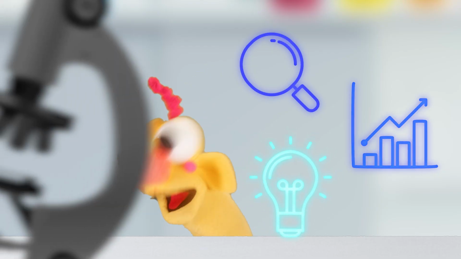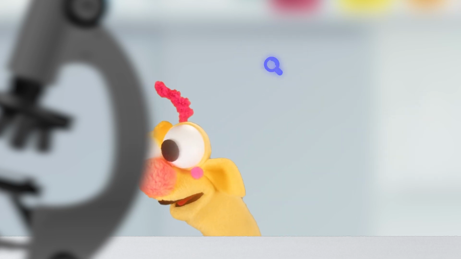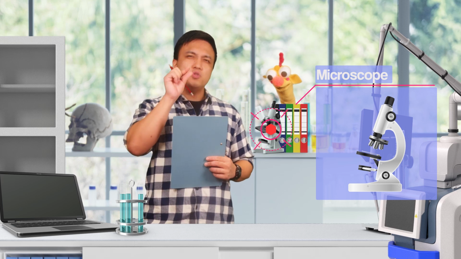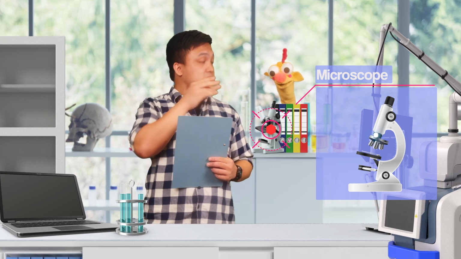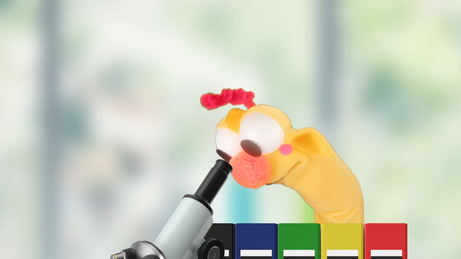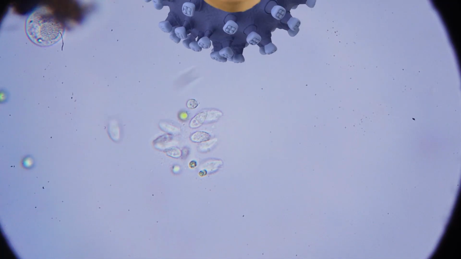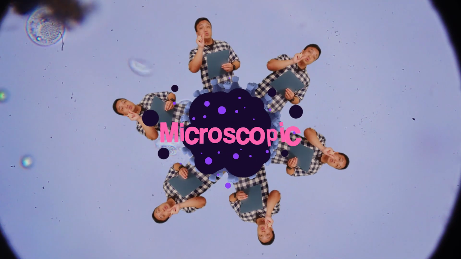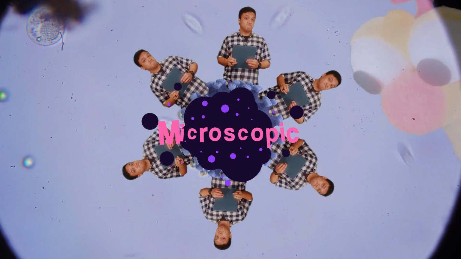Ooh, what does that one do? Well, that is a microscope. It lets you examine objects that are too small to be seen by the naked eye. Take a look. Ooh! That lens bends light toward the camera and makes an object appear larger than it actually is. The word microscopic means too small to be seen unless using a microscope.